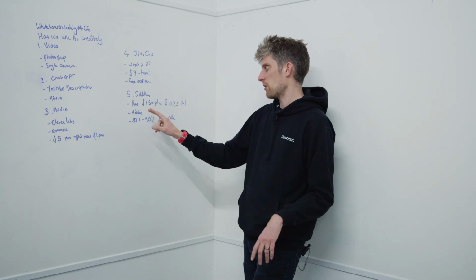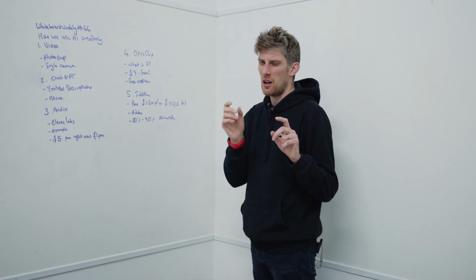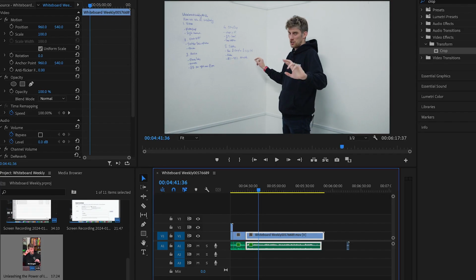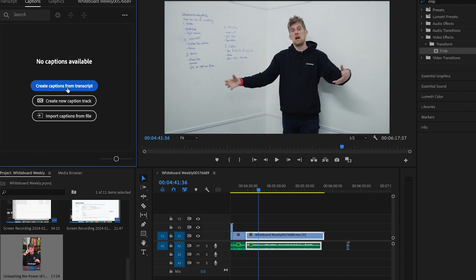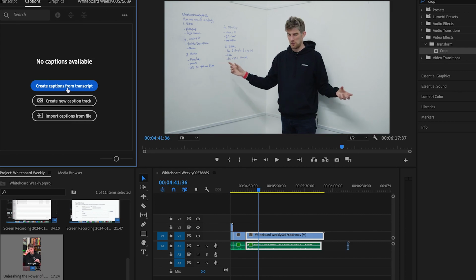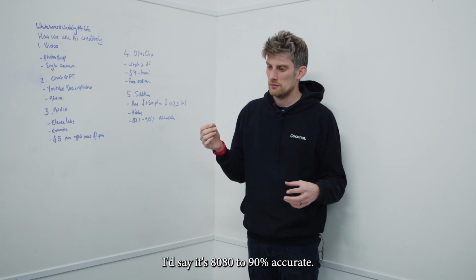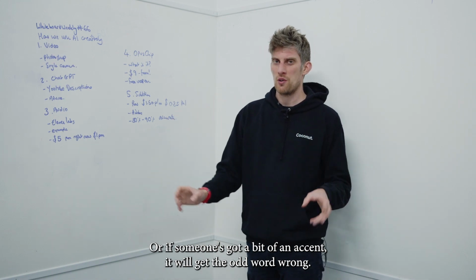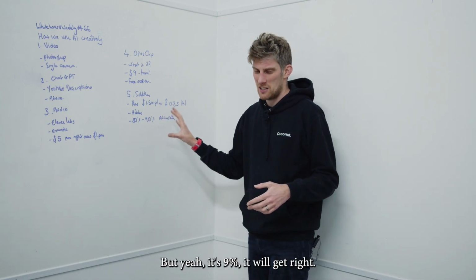Number 5, subtitles. So I used to use rev.com, which is a human being transcribes your video, and you'll get it pretty much 99%, 100% correct. They offer an AI version, which is 25 cents per minute. So whatever the exchange rate is, it'll be quite similar to 25 cents. And AI does it. But what I think they do, which is what I do, is use Adobe Premiere Pro. So I just edit in a video, and then I click on a button, it generates the captions. I'd say it's 80 to 90% accurate. So there'll be the odd word that doesn't quite fit, or if someone's got a bit of an accent, it will get the odd word wrong. So it is worth going through and checking that if you want to make sure it's 100% correct. But yeah, 80 to 90% it will get right.